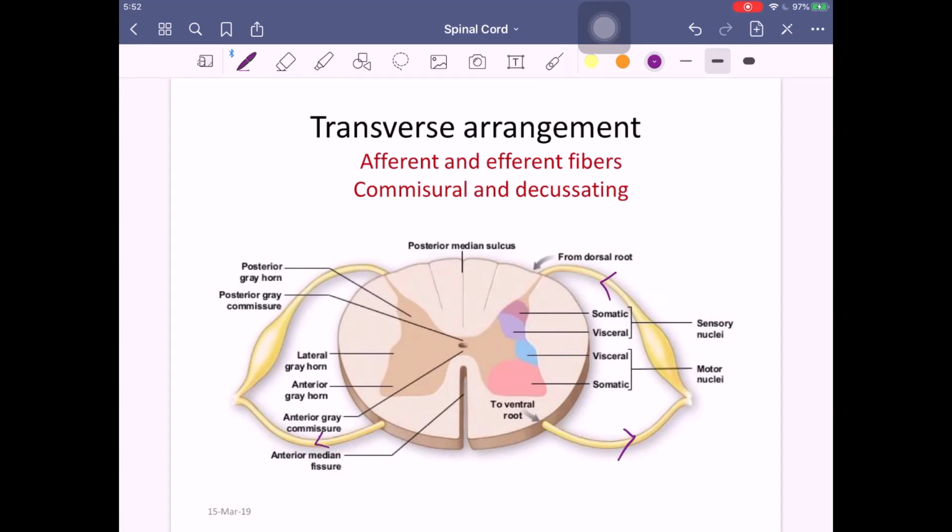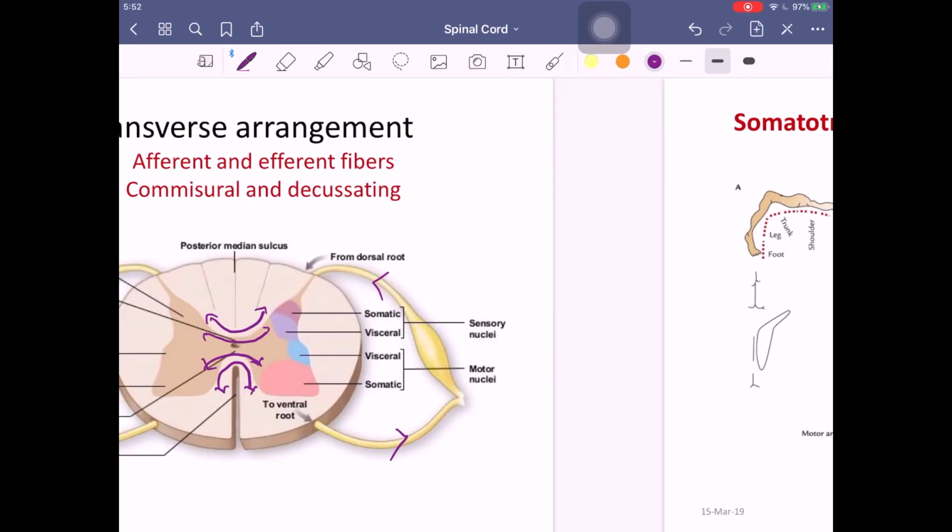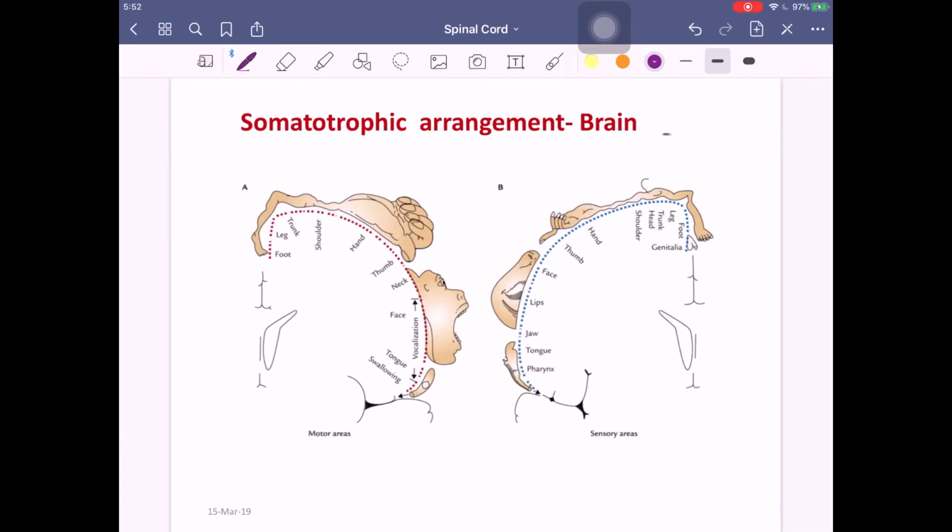Transverse arrangement, we already said, these are your ventral and dorsal roots, ventral going out, dorsal coming back. In addition to this, we have the commissures. This one is your anterior white commissure, this is your posterior white commissure. Inside, you will also have the posterior gray commissure and the anterior gray commissure.